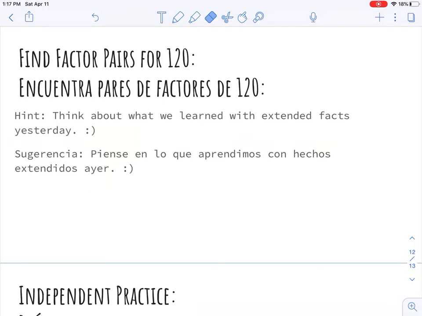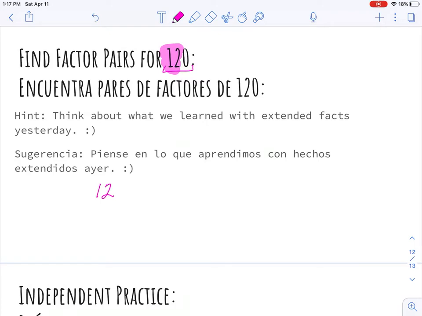All right, let's think about 120. Ooh, that seems like a big number. But what we can think about are extended facts like we learned yesterday. So instead of thinking about 120, let's think about the basic number, which is, anybody? 12. All right, so let's find the factors of 12 first.